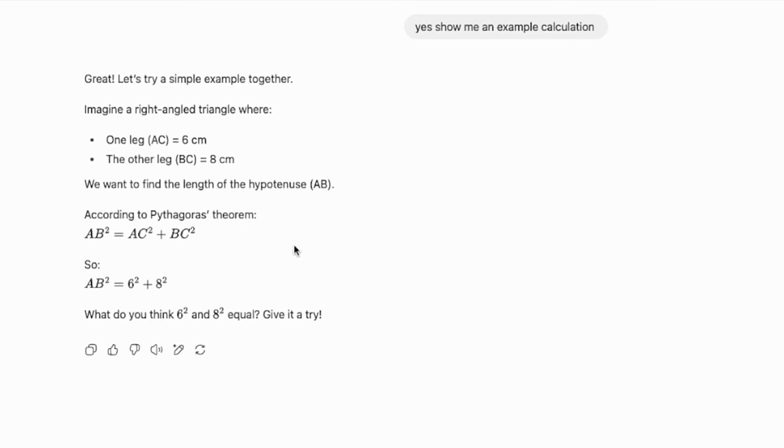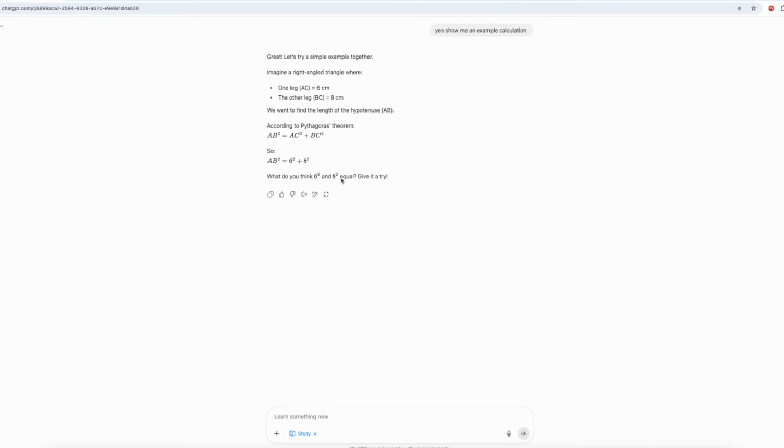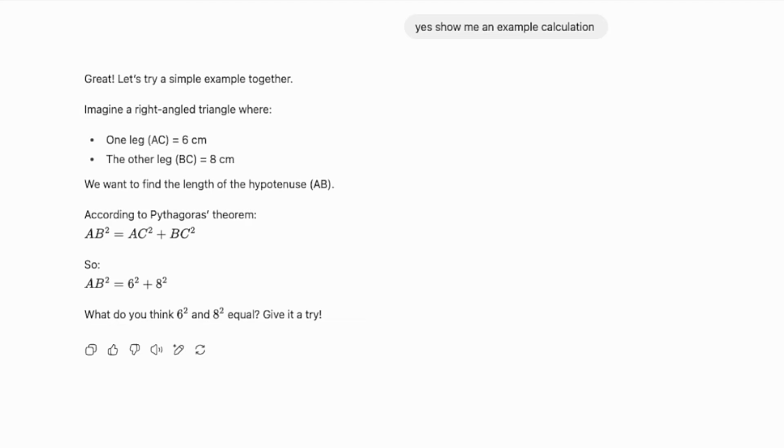Yeah. So imagine a right angle triangle where one leg AC is 6 centimeters, the other leg BC is 8 centimeters. We want to find the length of the hypotenuse, which is AB. So according to Pythagoras theory, this is the formula: AB squared is equal to AC squared plus BC squared. And so, yes, we have AB squared, 6 squared plus 8 squared. What do you think 6 squared plus 8 squared is equal to? This is, 6 squared is 36 plus 8 squared is 64. So that's 100. Let's see.